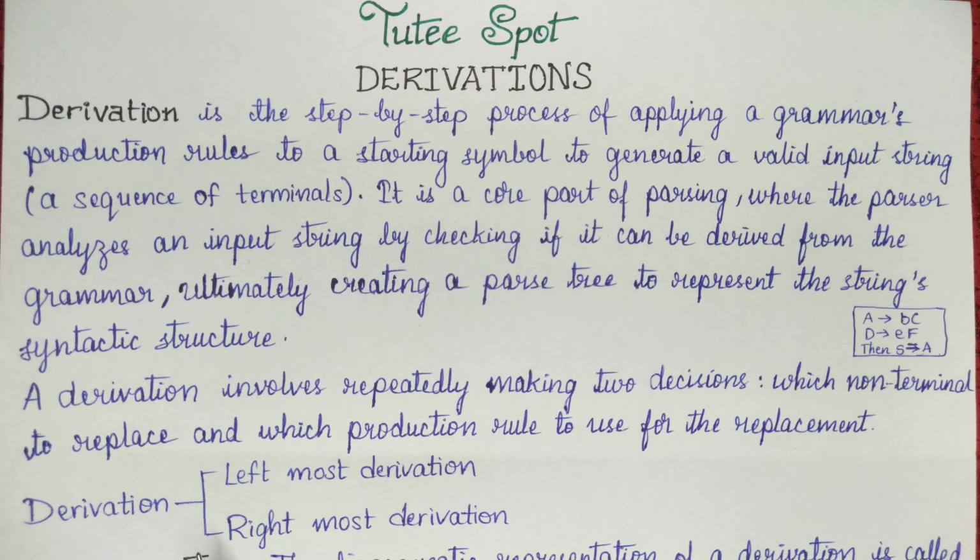We have two types of derivations. First is leftmost derivation. Here in each step, the leftmost non-terminal is to be expanded. And the second is rightmost derivation. Here in each step, the rightmost non-terminal is to be expanded.